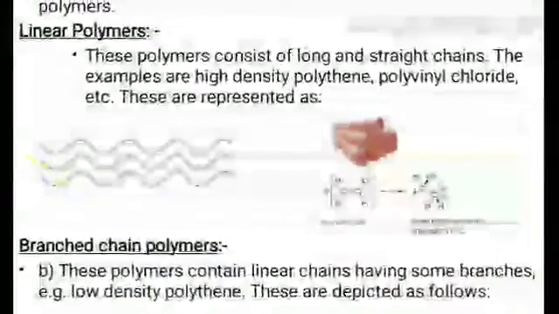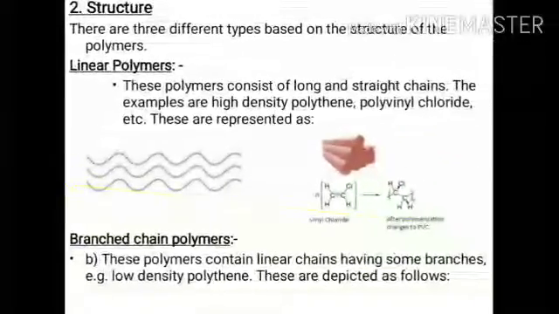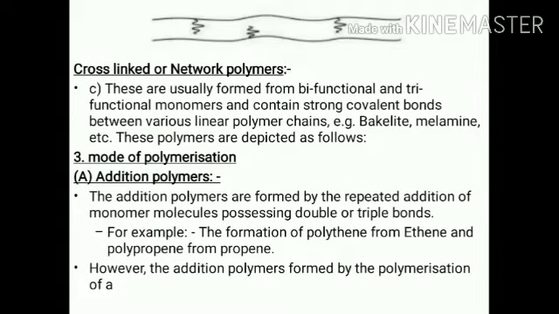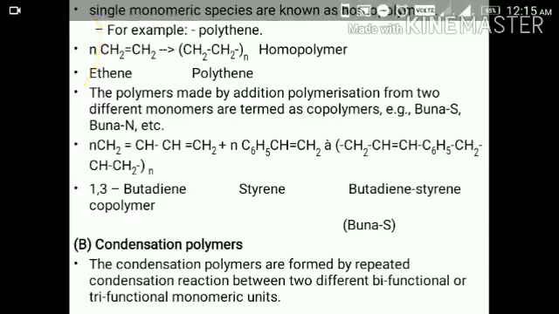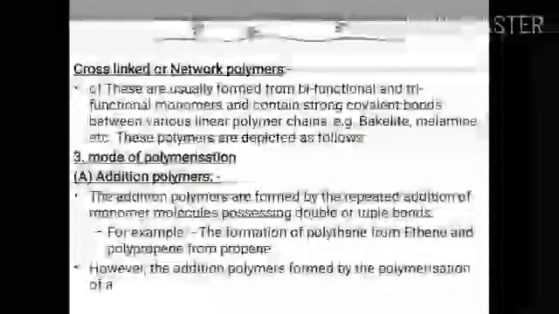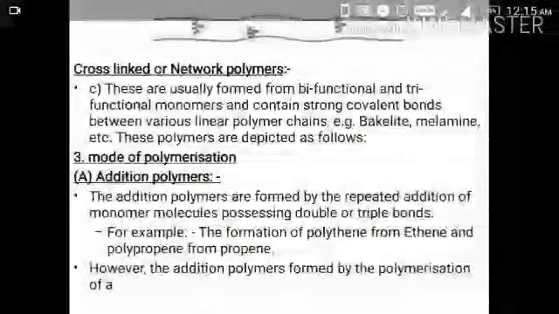Now the branch polymer. In the branch polymer, monomers are combined together and form a branch structure. So the density decreases. It's called branch polymer. Okay. And an example is low density polythene. Look at the diagram. This is the diagram of the branch polymer. You can watch it.